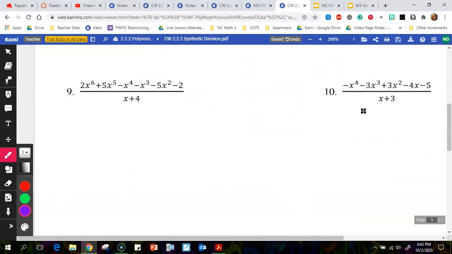Number 9, let's see, I have a 6, a 5, a 4, a 3, a 2. I do not have an x term, so I'll need a 0 between the negative 5 and the negative 2. X plus 4 is my factor, so the root would be negative 4.